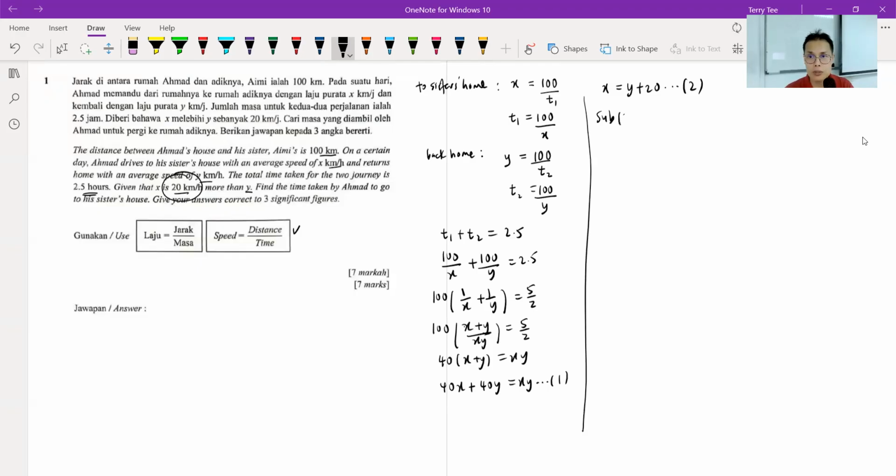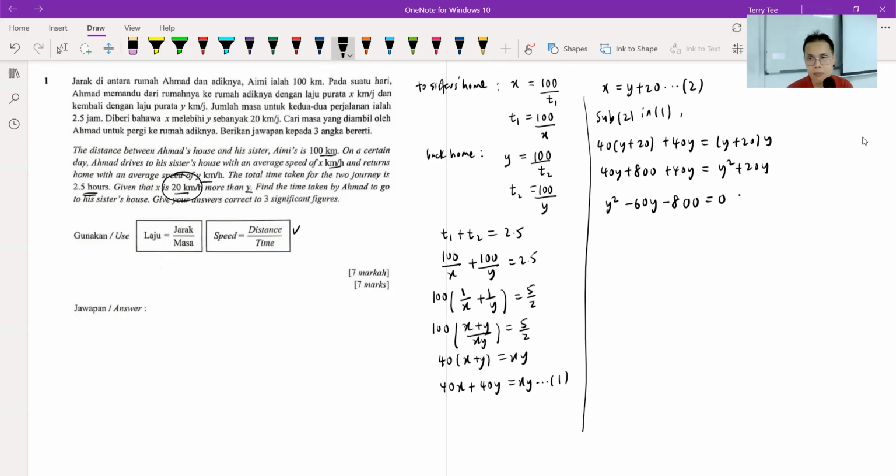So let us sub equation 2 inside equation 1. The moment we sub inside, we write 40 times Y plus 20, plus 40Y, and your X again is Y plus 20, times Y. Let us expand this: 40Y plus 800 plus another 40Y. When you expand the second bracket, you get Y squared plus 20Y. Now let's rearrange everything. You can see here, 40 plus 40 is 80. I move over to the right. 20 minus 80 is negative 60. 800 I bring to the right, I get negative 800.